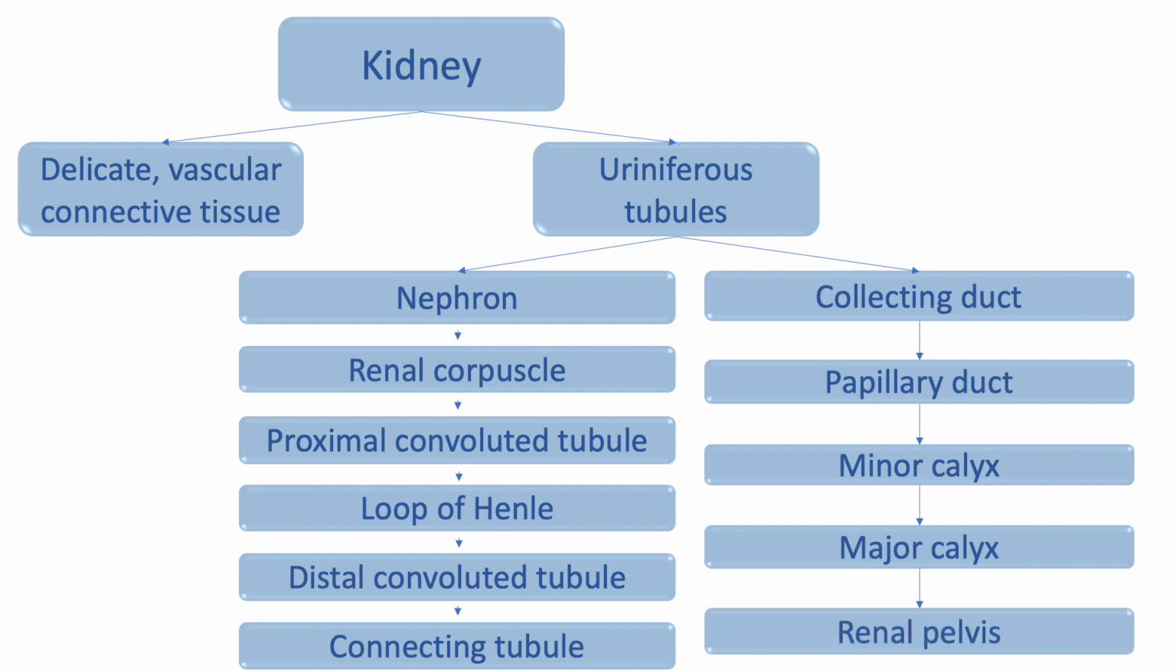Renal corpuscles, proximal convoluted tubule, distal convoluted tubule, connecting tubule and beginning of collecting duct are found in the renal cortex, whereas loop of Henle and most of the collecting duct and rest of the duct system is found in the renal medulla.